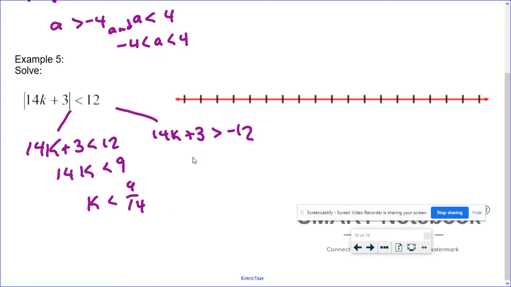Here you're going to subtract 3. You get 14k is greater than negative 15. Divide by 14, you get k is greater than negative 15/14.